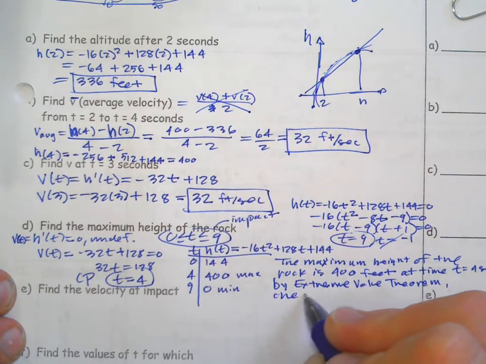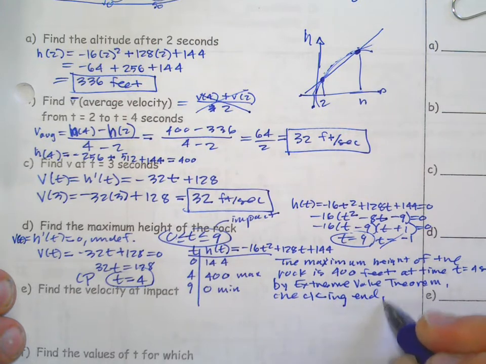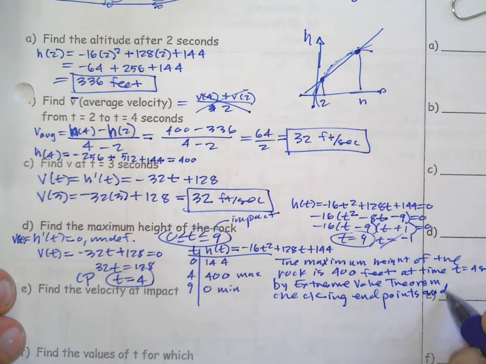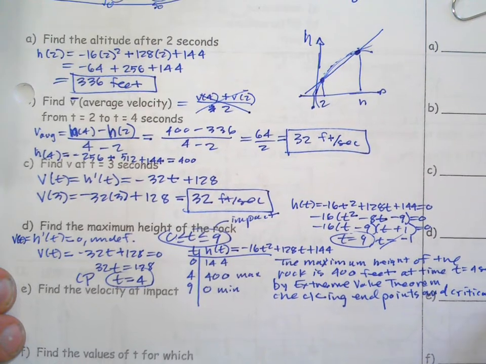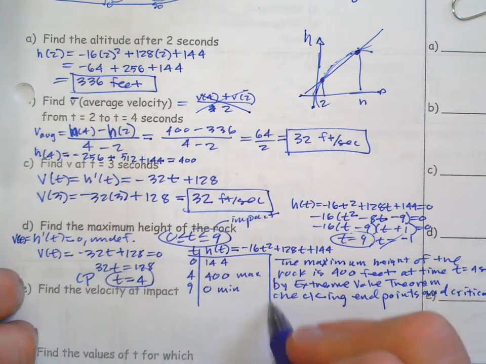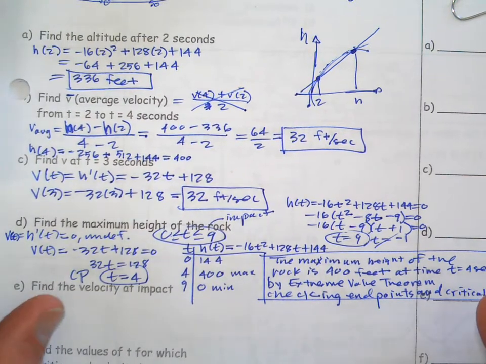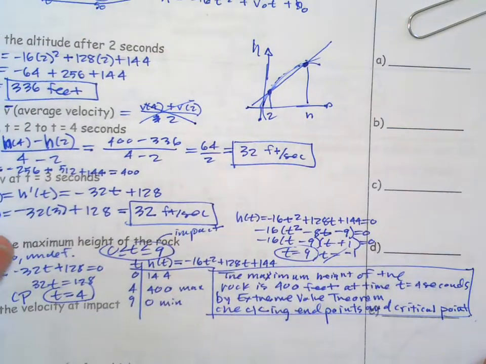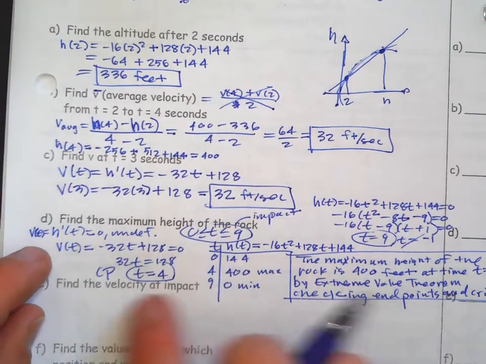Checking endpoints, critical points. So this is what I want you to write. This is the extreme value theorem: endpoints and critical points, units, justification. Okay, so that's what I want anytime we're trying to find a max or min, absolute max or min. You need the table, critical points, endpoints.